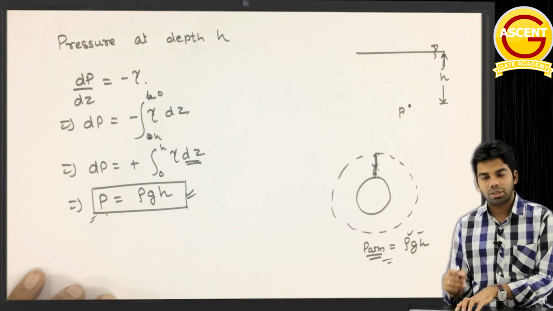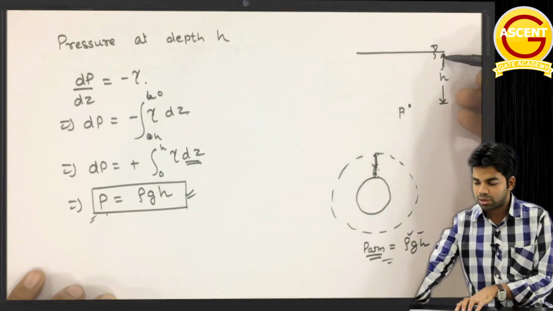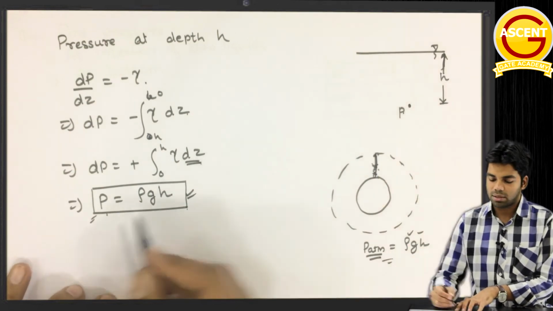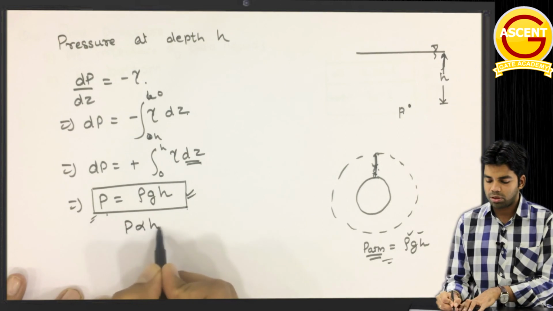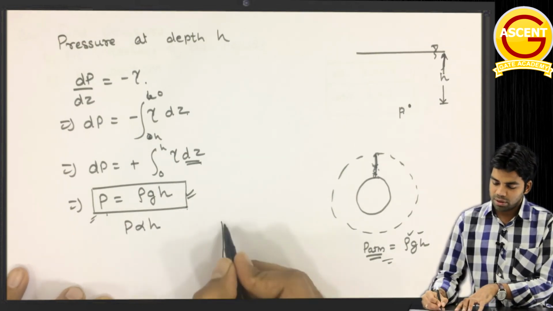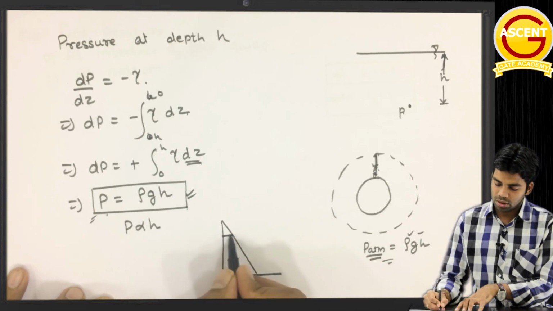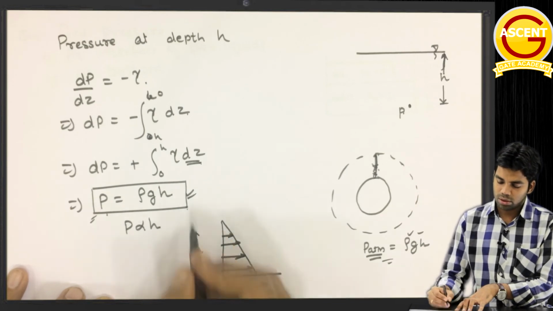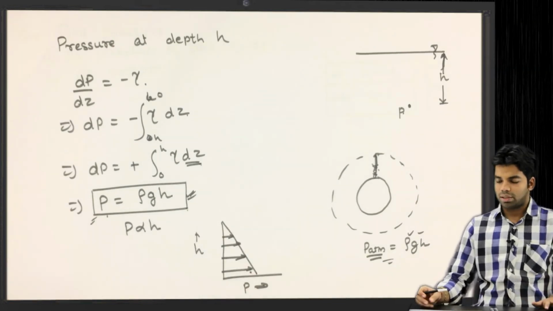So as I am getting deeper and deeper into the fluid, that pressure will increase, since P is directly proportional to h. As I go deeper and deeper inside the fluid, the pressure will increase. So the pressure distribution will be like this. Getting this or not? So this is a very important conclusion: P is equal to rho g h.